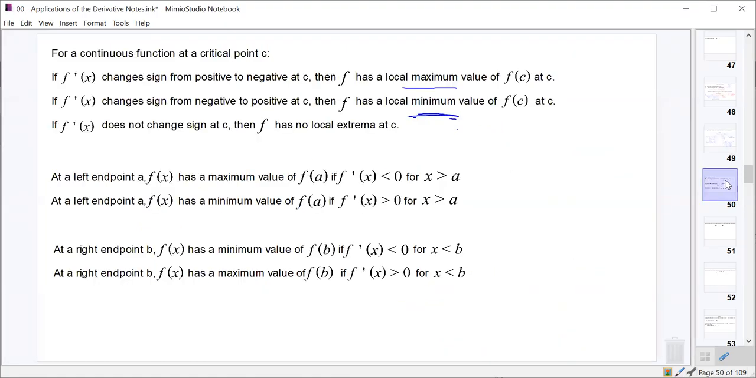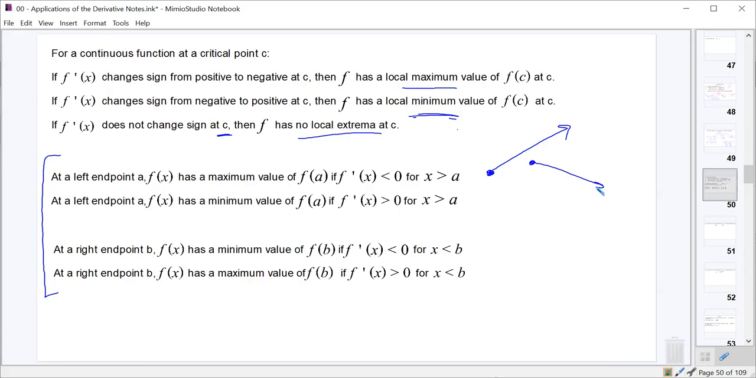If there isn't a sign change when you investigate it on your sign chart at that value of c, at your critical value, then there is no local extrema at c. So that's very important. And what we've got done here is what we talked about the last time, where endpoints can be local minima or maxima as well. So if we have a left endpoint, as long as the function increases past it, we have a local minimum. If we have a left endpoint, the function decreases, we have a local max.